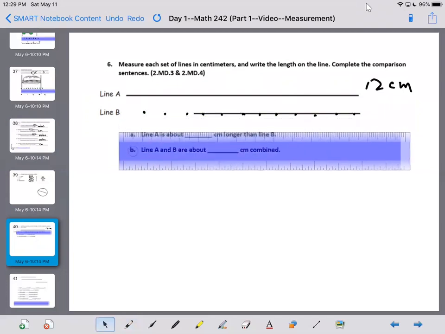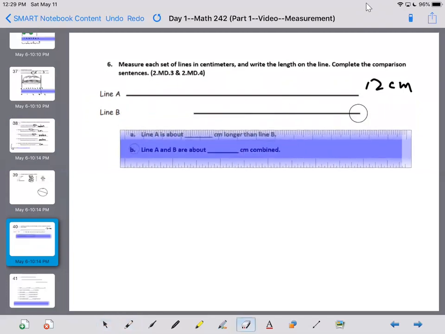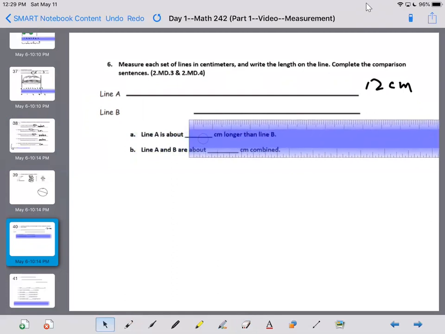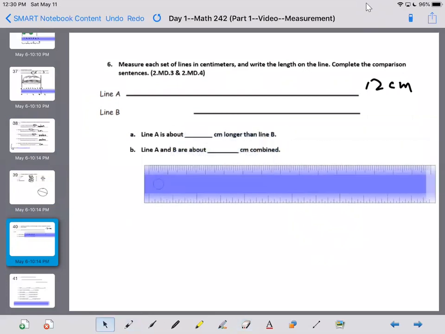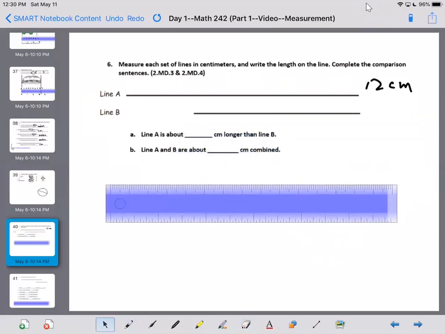And then line B, we would line that up. We'd have 1, 2, 3, 4, 5, 6, 7, 8, 9. So about 9 centimeters for line B. So line A is about how many centimeters longer? They are familiar with the longer and the shorter. And so that would be just a subtraction of that.